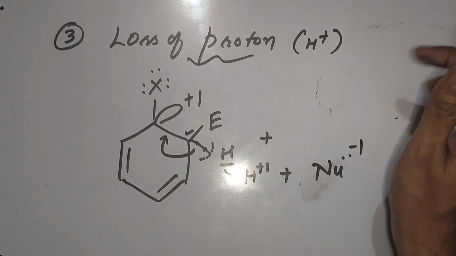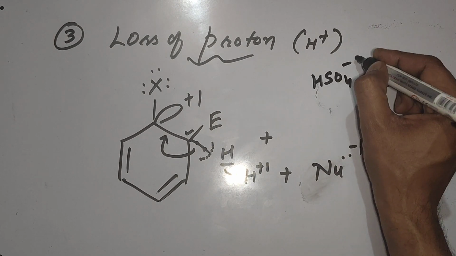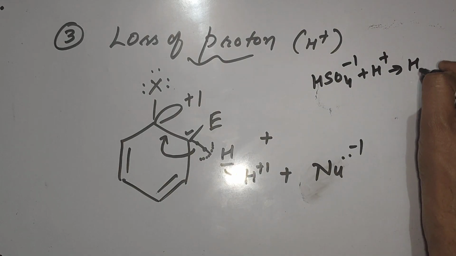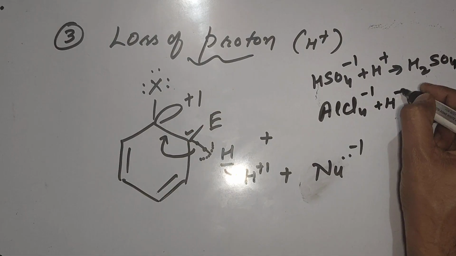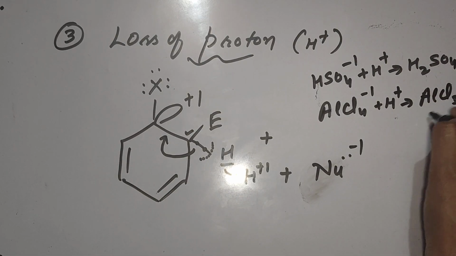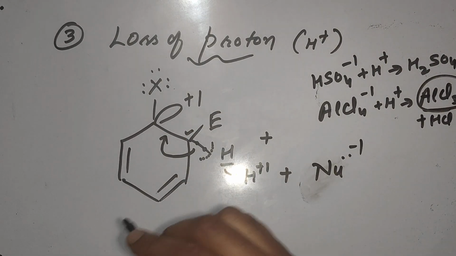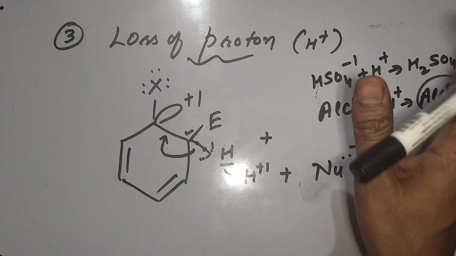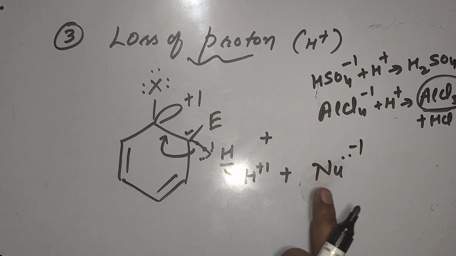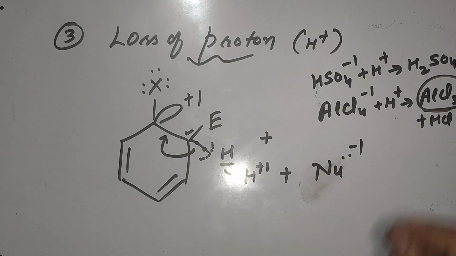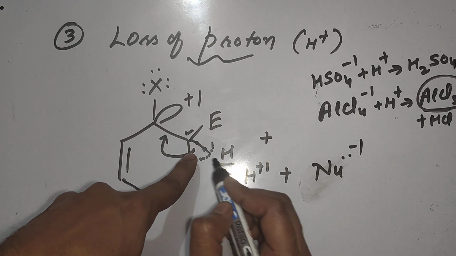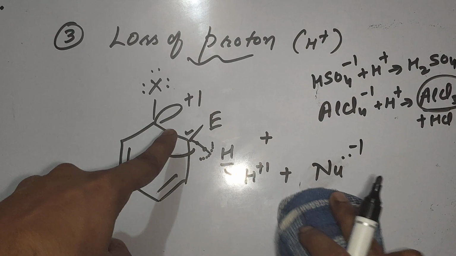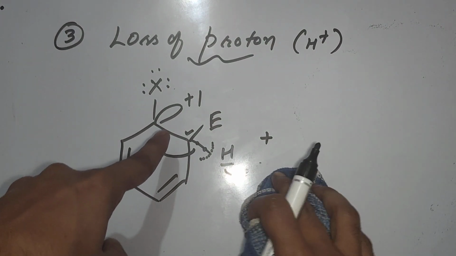These particles will absorb H positive. Quickly let's check. If HSO4 negative combines with H positive, it will again give you H2SO4. If AlCl4 negative combines with H positive, it will give you AlCl3 plus HCl. So your AlCl3 will be regenerated like it was initially. Now, what is happening with H positive? It's not the main concern. The main concerning part is this: a carbon will break its bond from hydrogen, and that H positive will combine with the nucleophile. Okay, that we have understood.